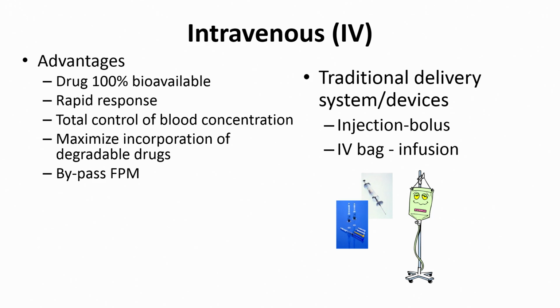Okay. Next thing we are going to talk about is intravenous delivery, and this is again by far one of the most used methods in the hospitals. There are several advantages to this. The drug is immediately 100% bioavailable. So, the moment you inject it, it is in the circulatory system, it is going to immediately distribute throughout the body, and it is going to be immediately bioavailable.